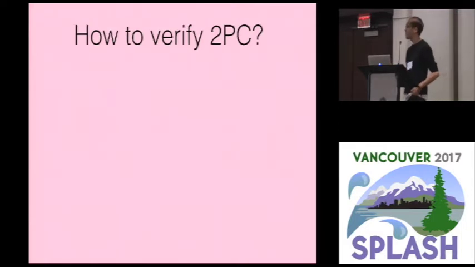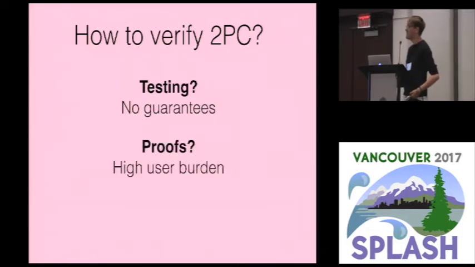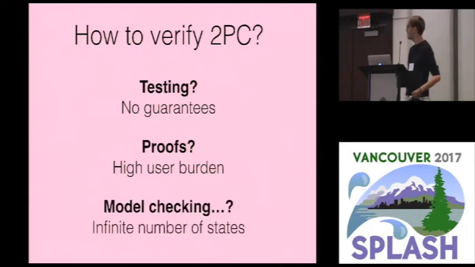So how would you go about verifying this protocol? Well, we could test, but then we don't get the guarantees that once we removed all the counterexamples, we're done. We could try to write a proof, but that's not what we're pursuing here. So we're looking for a kind of push-button automated approach. The most promising candidate seems model checking, but firstly, you suffer from the state space explosion. And secondly, you have an infinite number of systems that you would need to check. So in the end, you can't get the guarantees you want.